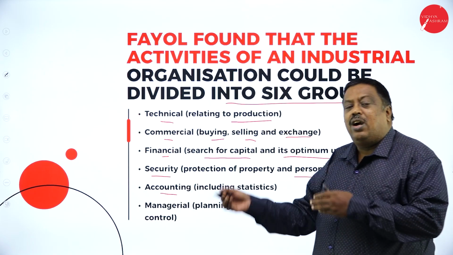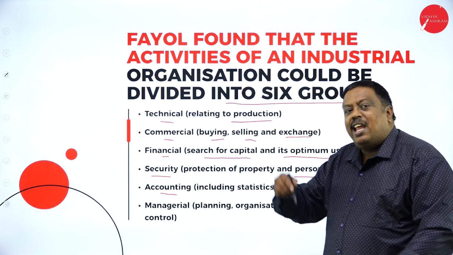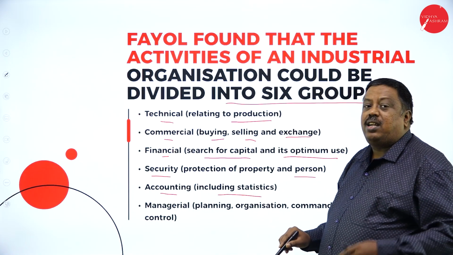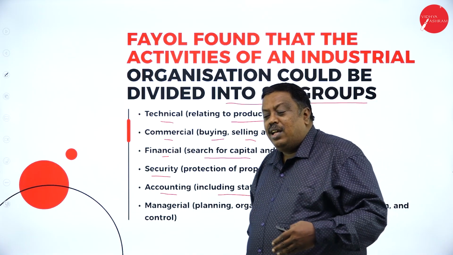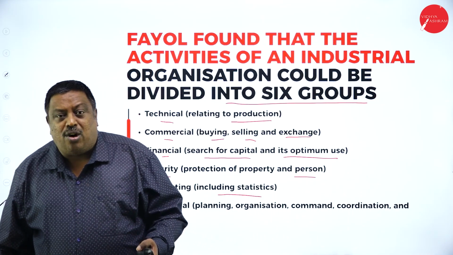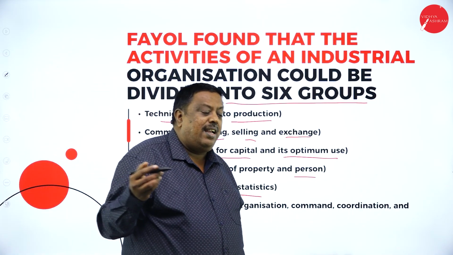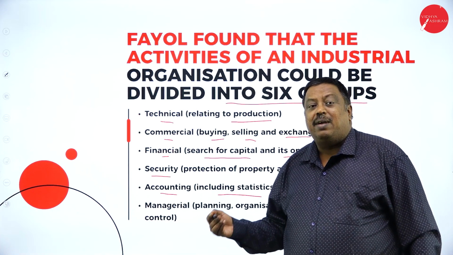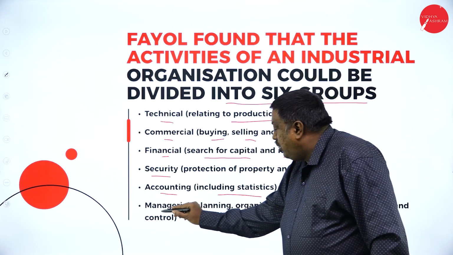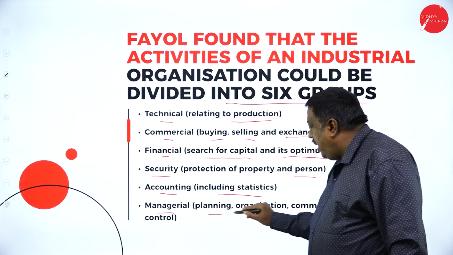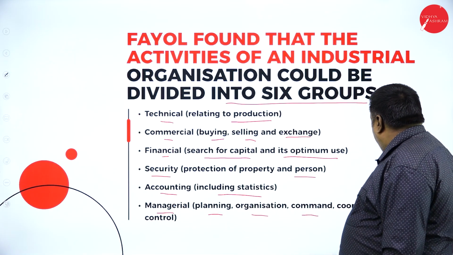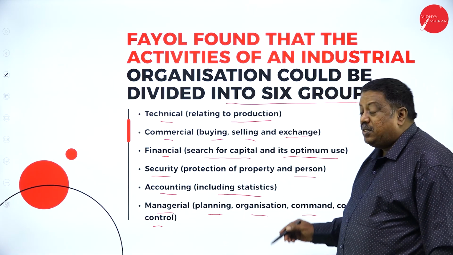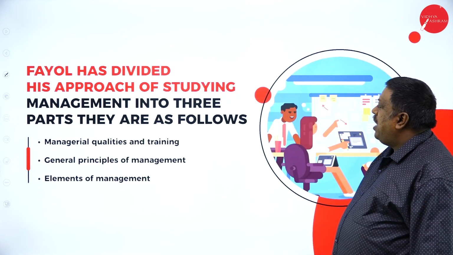Accounting, recording all the events of the business in the books of accounts, including the statistical approach, to see whether we are getting the average figures and whether we are in a position to earn something in future, which can be analyzed. So next was the managerial function: planning, organizing, command, coordination, and control. Based on these 6 groups, he introduced the 14 principles.